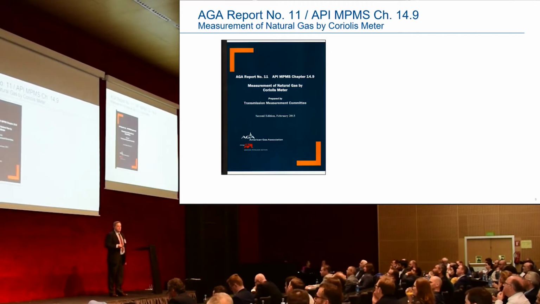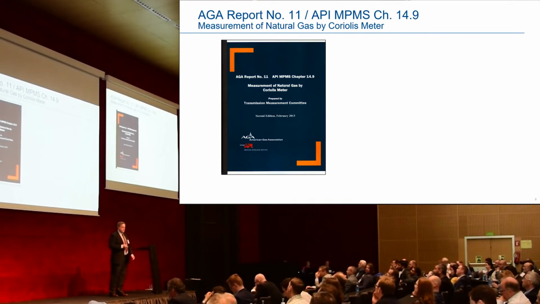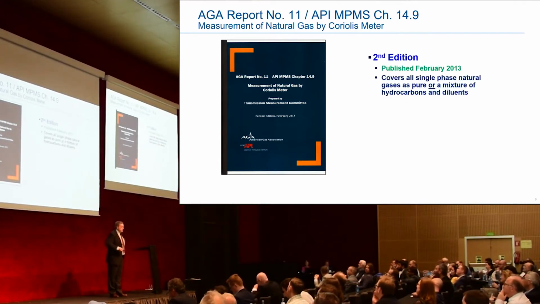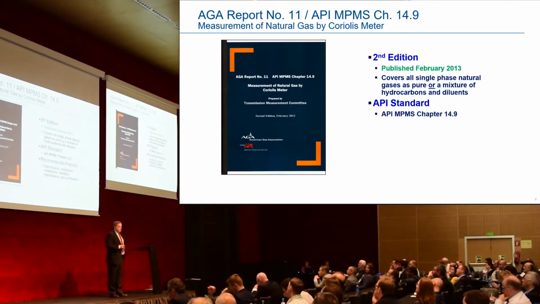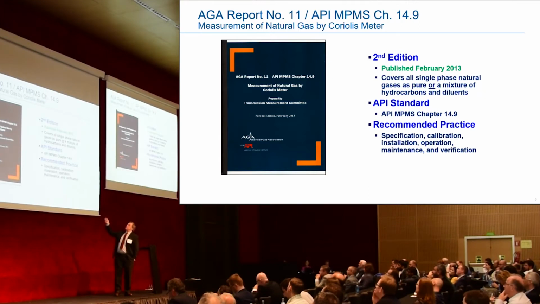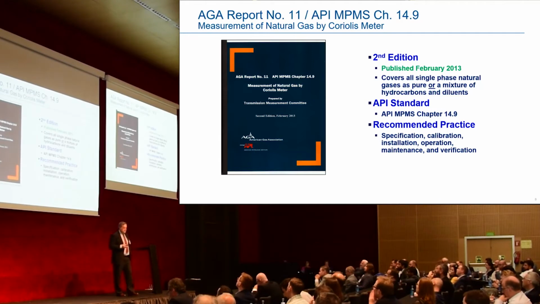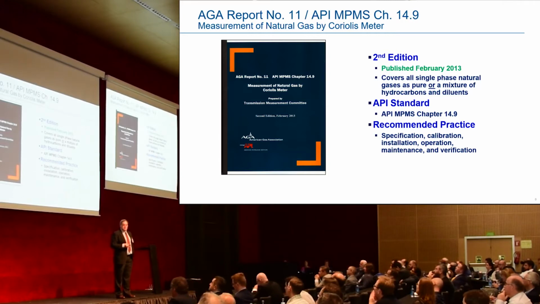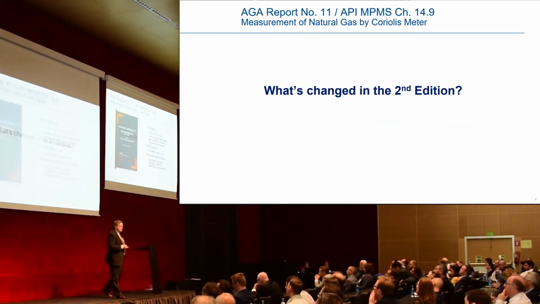So standards that are written around the gas measurement with Coriolis meters include this AGA 11 standard. There's also YML 137. But I want to specifically talk about AGA 11 because it has good directives about calibration. It was first released in 2003, and the second edition was released 10 years later in 2013. And it's also published by API as Manual of Petroleum Measurement Standards, Chapter 14.9.